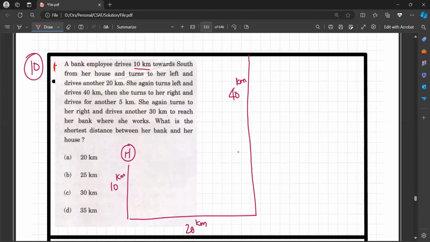So the person will take one day to reach her office, again one day to come to her house.